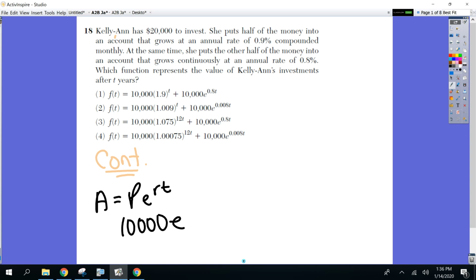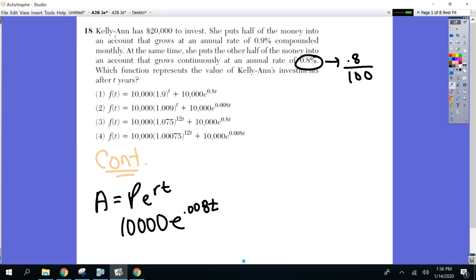What do you got to do to the 0.8? By doing what? Divided by? All right, go ahead. 0.8 divided by 100. 0.008 times t, the time. So there's continuously, A = Pe^(rt). You'll see it again next Thursday, I bet.